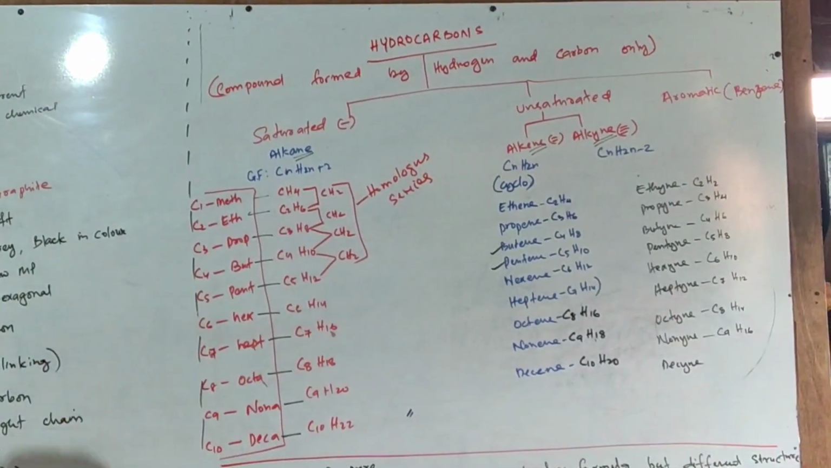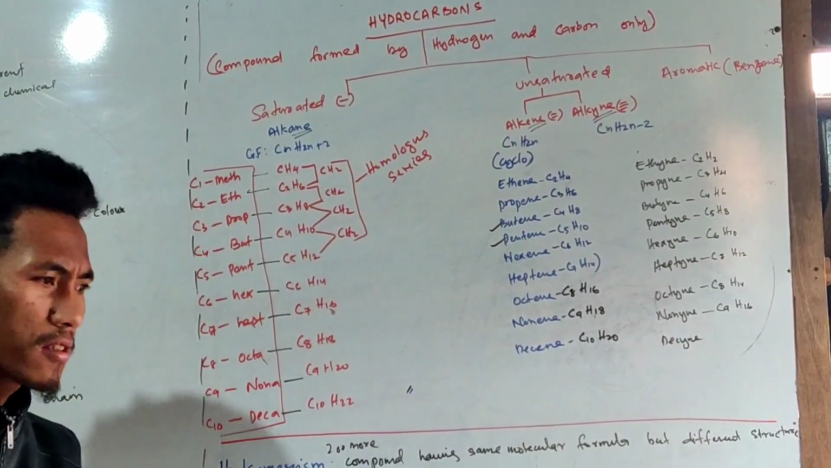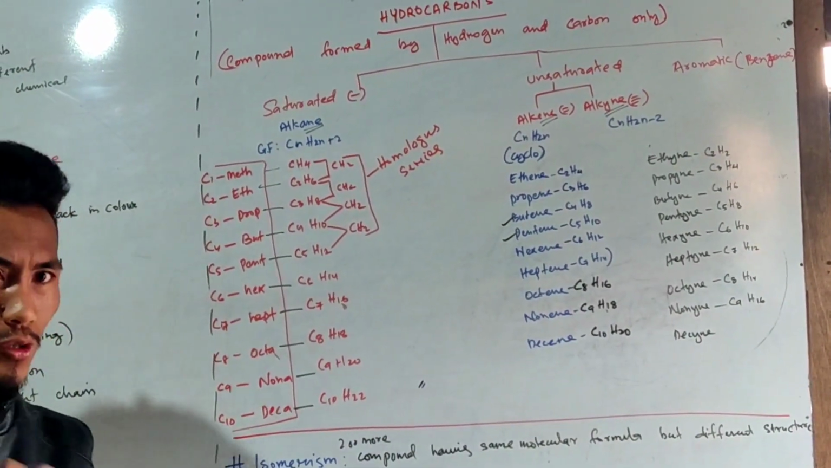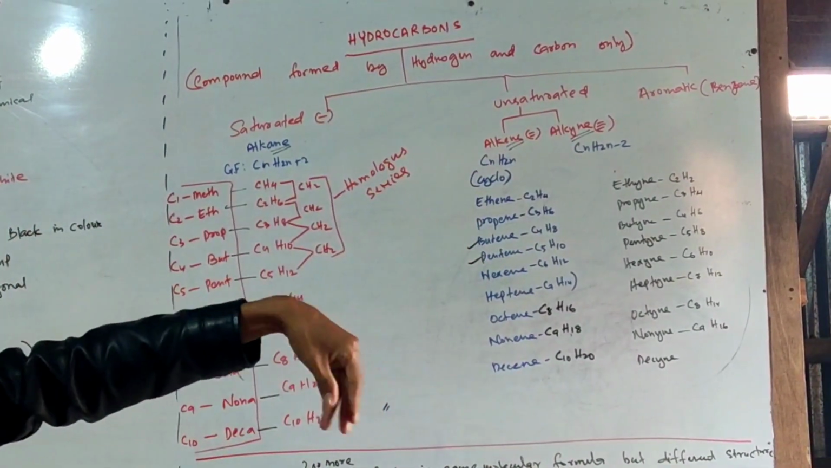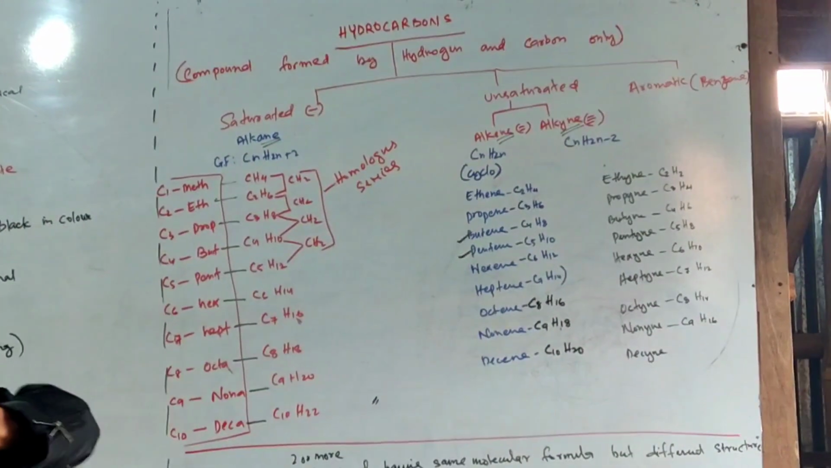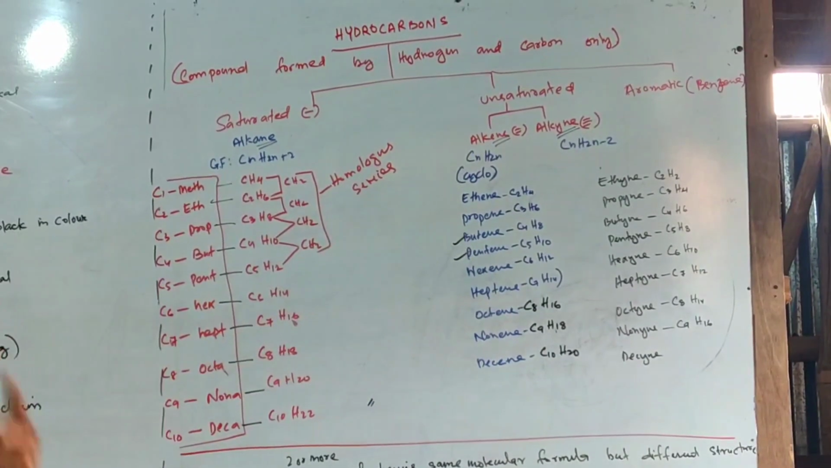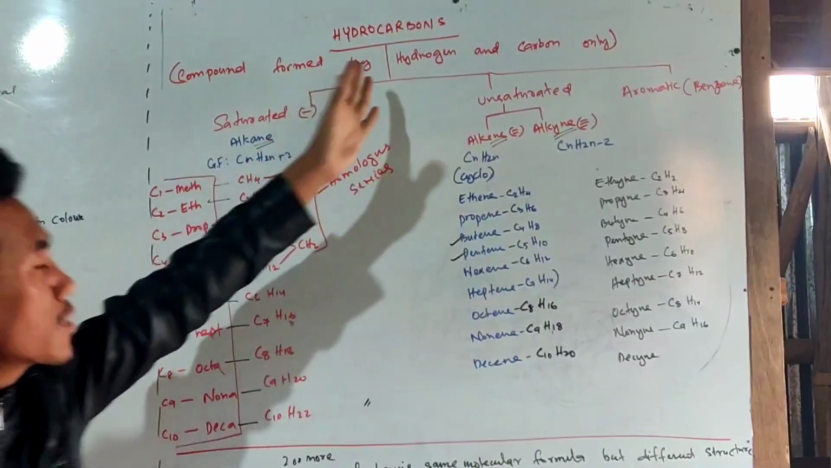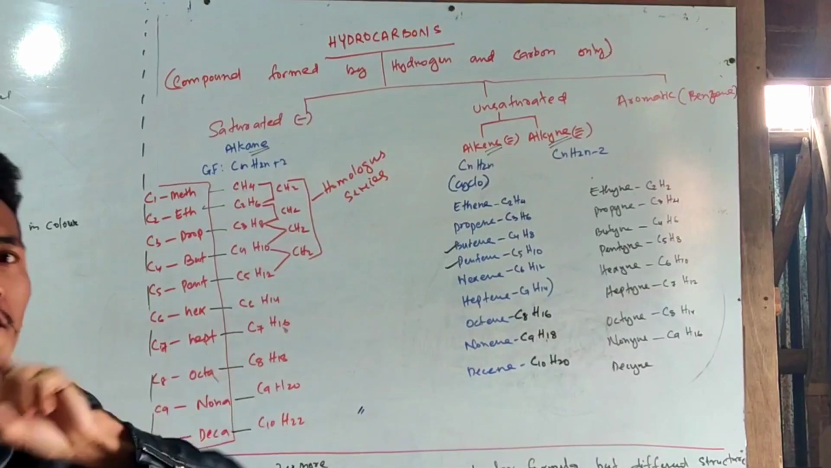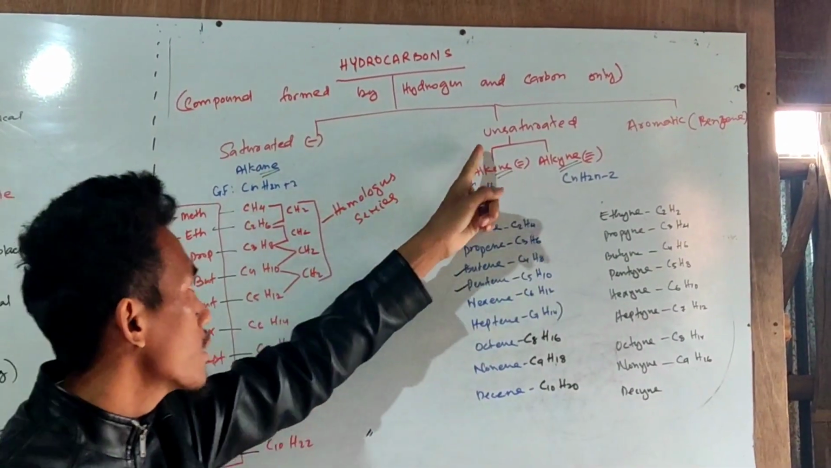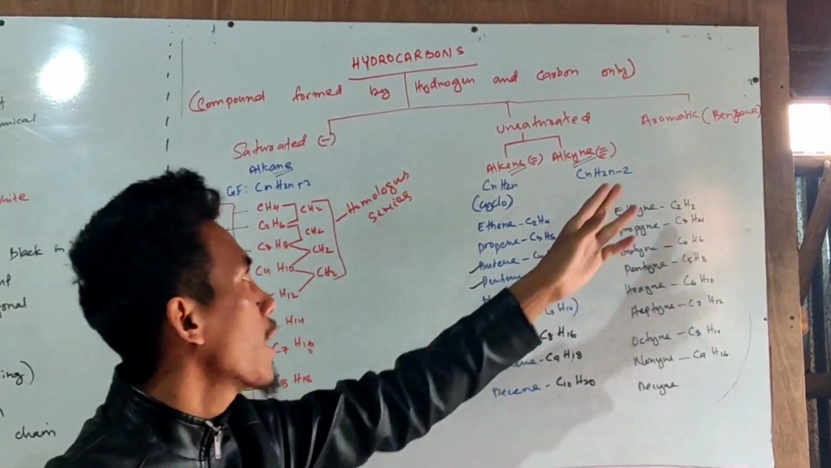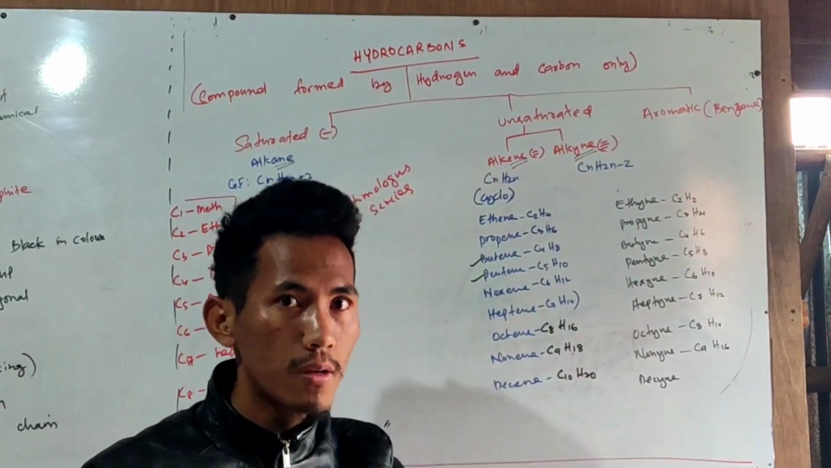Carbon can combine with so many other elements. Now, carbon, the hero, chooses his partner, that is hydrogen. Hydrogen will be carbon's partner. These hydrocarbons are mainly classified into 3 types. The first one is saturated hydrocarbon, the second one is unsaturated hydrocarbon, and the third one is aromatic hydrocarbon.